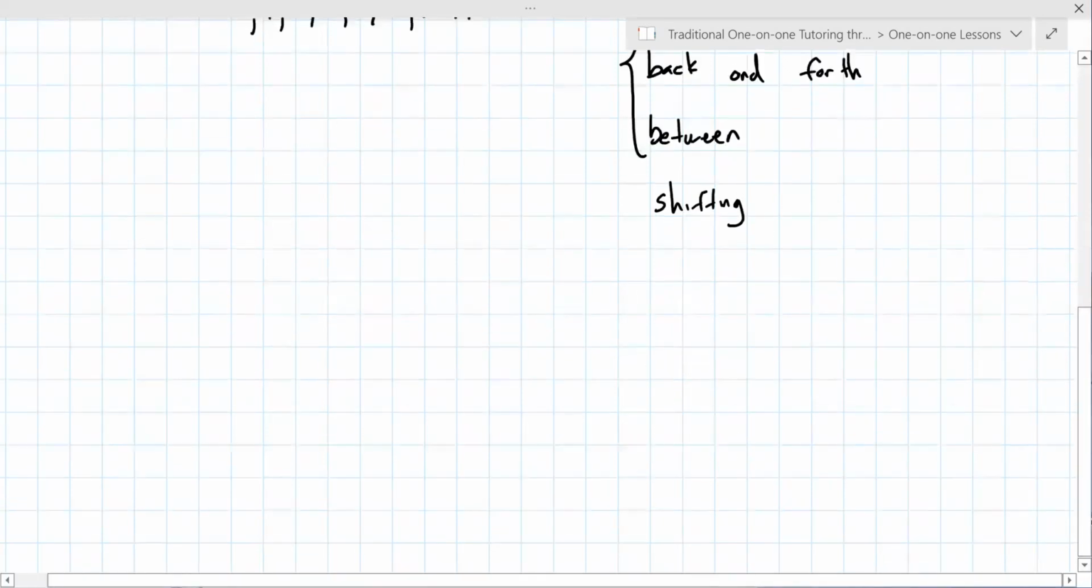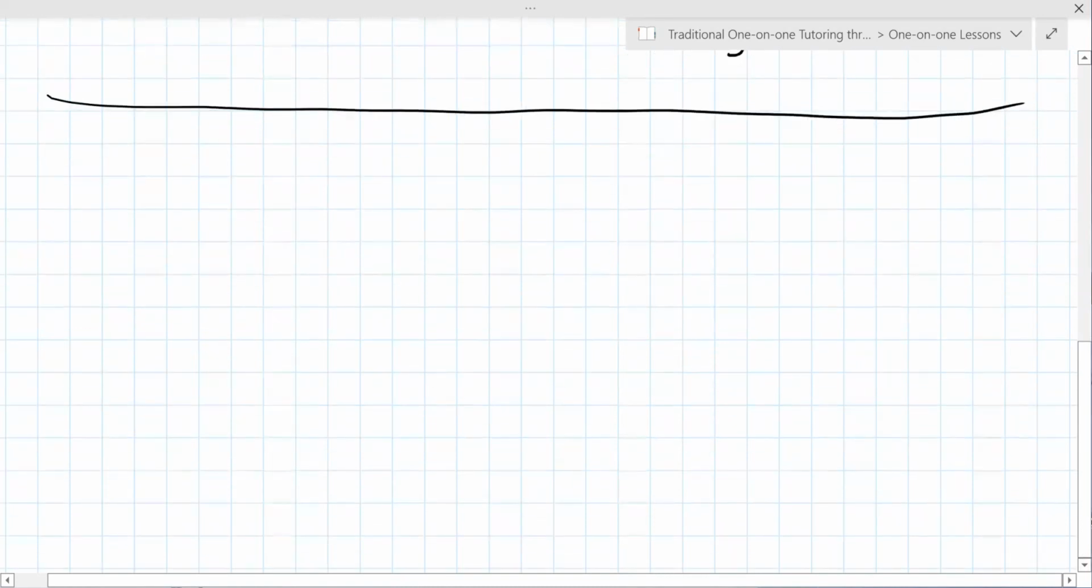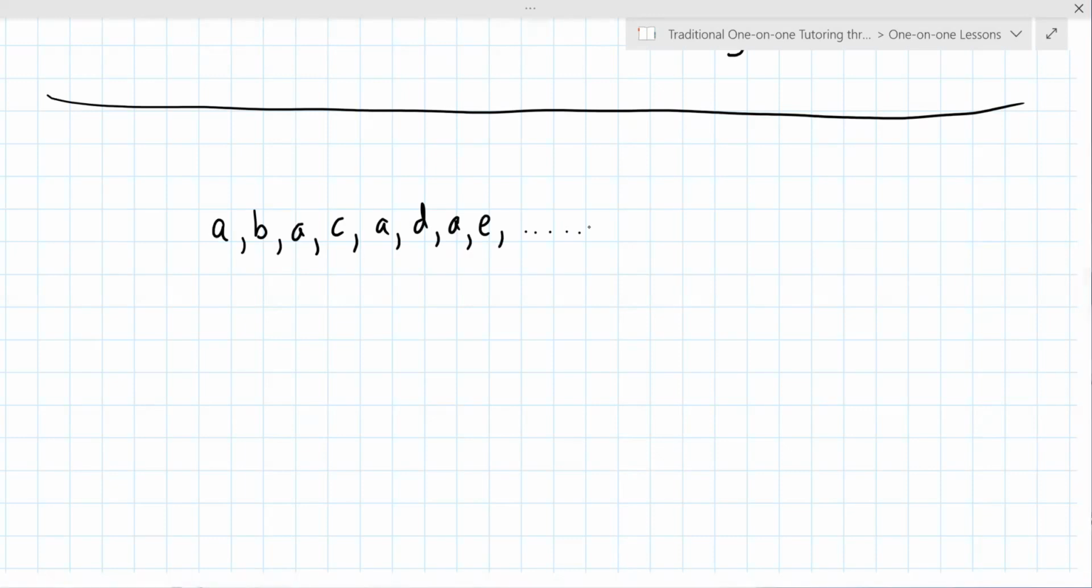Now, the thing is that it doesn't just have to be numbers. It could be letters. What do you see here? Try and verbalize what you see. A, B, A, C, A, D, A, E. Okay. What letter is repeating? The letters are repeating. What letter is repeating?